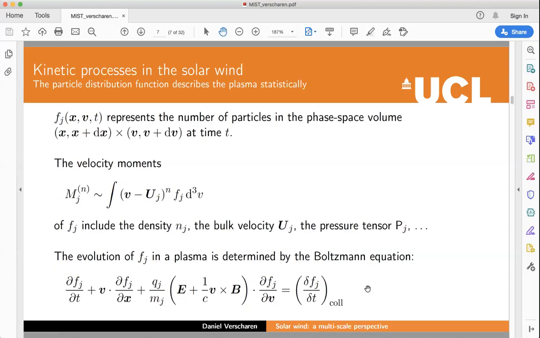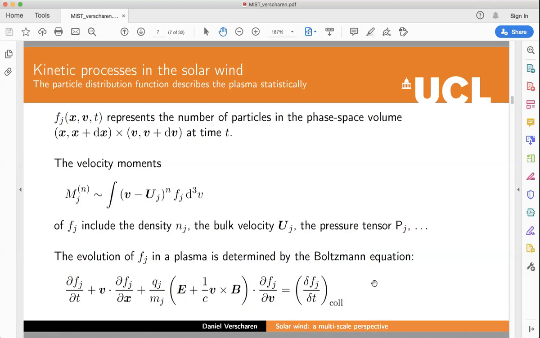As I said, collisions are very infrequent in the solar wind, at least for the protons. So usually we set this equal to 0, but we'll look at that later. We'll see it's a bit more complicated than that. But all this information about density, bulk speed, the temperatures, and everything that the particles are doing is basically included in this distribution function.